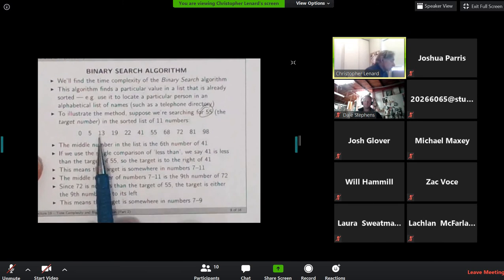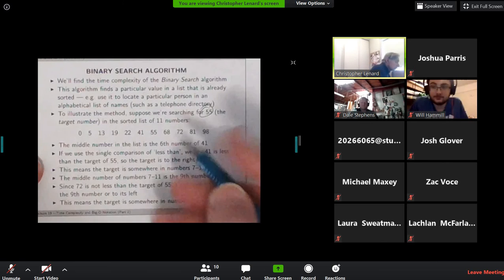So we've got 1, 2, 3, 4, 5, 6, 7, 8, 9, 10, 11 numbers, 11 things in the list, 11 elements. The middle one is going to be the sixth. So 1, 2, 3, 4, 5, 6. So here's the middle one.